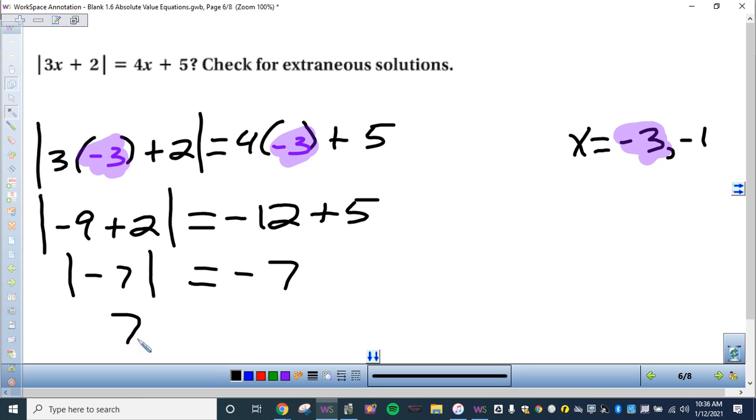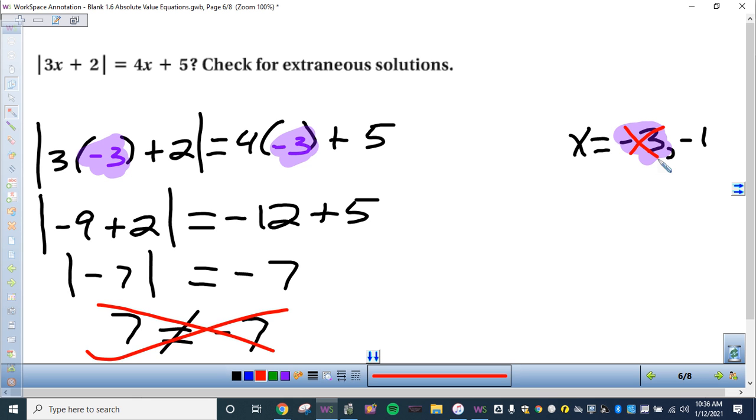Absolute value of -7 is +7, so 7 does not equal -7. Those are opposites. They are not equal. Okay? So -3 does not work. So you can show it like that with a not equal to. That's fine. You could put a big cross through it if it doesn't work. If you just want to cross off the -3 up there, any of those methods are fine. You just in some way need to show me you understand that solution works or does not.